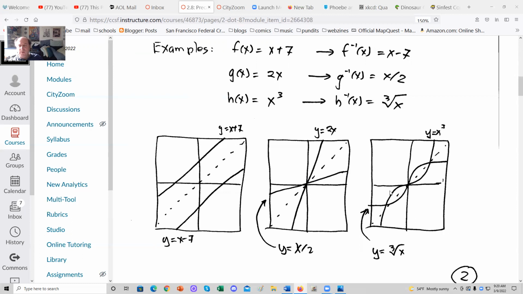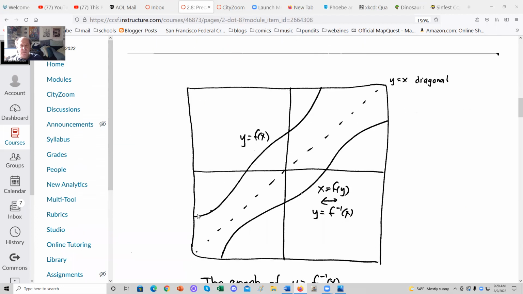Here, this n-shaped curve is a graph of y equals x cubed. This s-shaped curve is a graph of y equals cube root of x. And again, these two curves are symmetrical to each other by flipping through the diagonal line where y equals x.